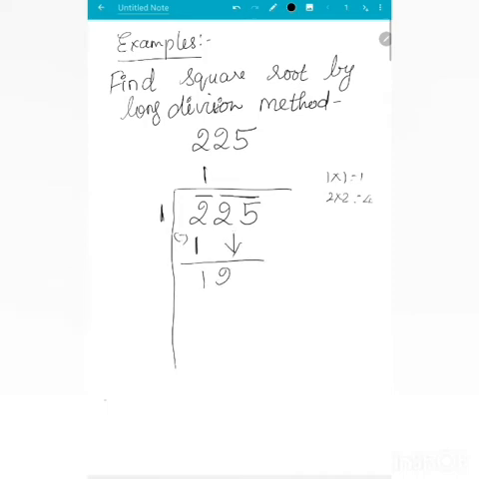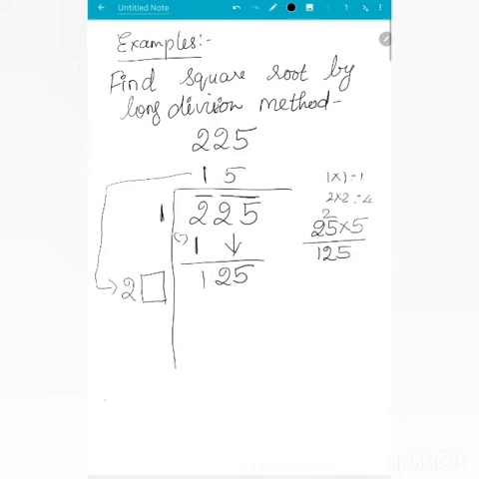Take the next numbers together, 25. Multiply this 1 by 2, which is 2. What number will come here? Because it ends with 5, definitely 5 will come here. 5 5s are 25. 2 5s are 10, 10 plus 2 is 12. So the answer is 5, 5, 125. So 0. Therefore, the square root of 225 is 15.